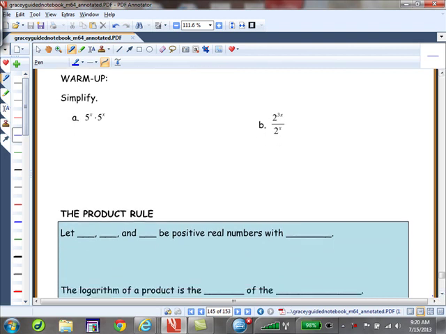So go ahead and pause the video and do these two quick warm-ups and see how you do. Good luck.